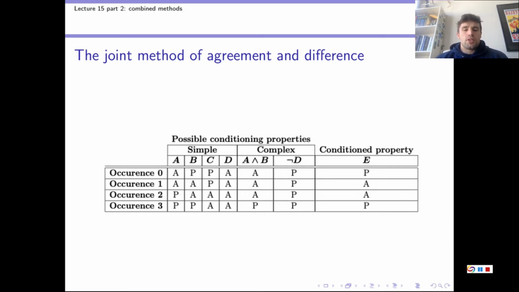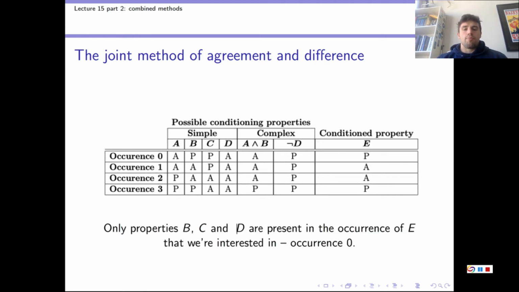Remember, 0 is always the occurrence we use to define the possible conditioning properties when we use the method of difference. So even though there is another occurrence down there where E is present, that is occurrence 3, we will only ever define the possible conditioning properties using occurrence 0. So pause the video and have a look at occurrence 0 and prepare yourselves for a question. Okay, you should have B, C and not D. They are all present in the occurrence of E that we're interested in, recorded in occurrence 0.